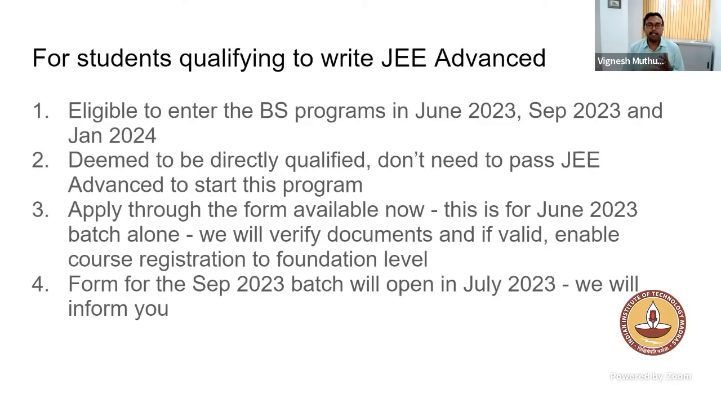So we have a term which starts in June 2023, a term which starts towards the end of September 2023, and a term which will start in January of 2024. So as students who have qualified for JEE Advanced in 2023, you will be eligible to enroll for courses in all these 3 terms. The upcoming term will start in June 2023. I think the classes will start on June 2nd. The recorded lectures will be released on June 2nd, and you will have time to watch the videos and do assignments and so on. You'll be given about 10 days time to do that.